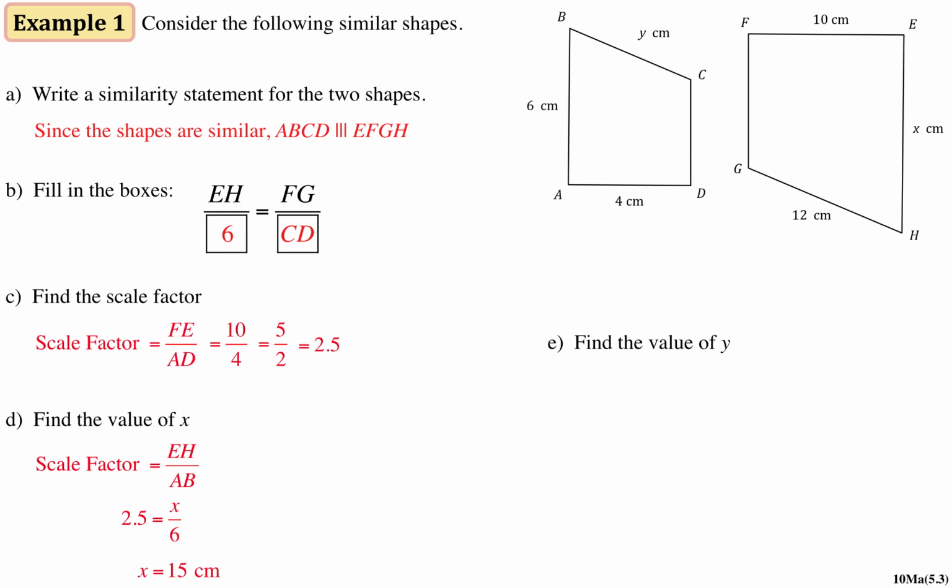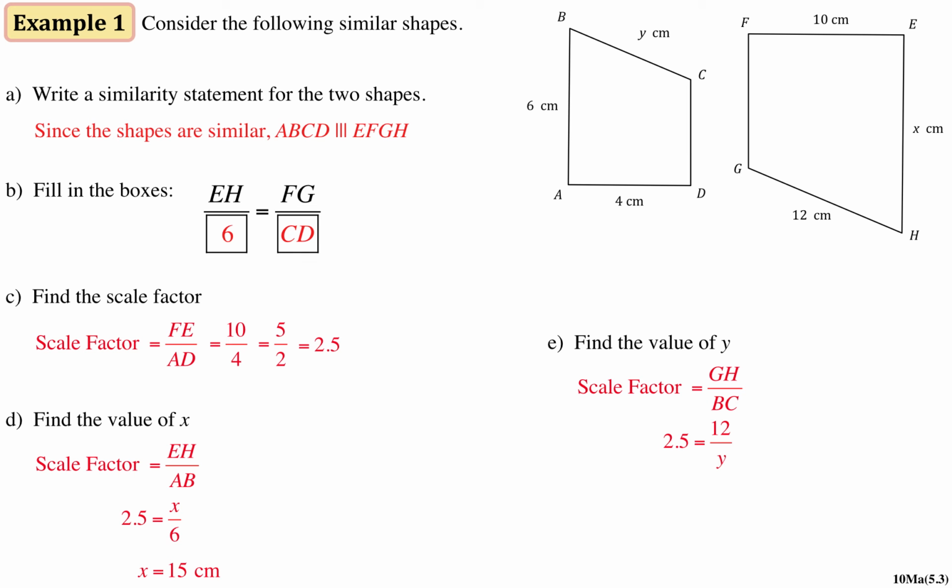E is a bit of a trick question. It says to find the value of y, and you'll notice that y is on the smaller of the two shapes. Well, I know my scale factor is the big shape divided by the smaller shape. So which side does this y, or B to C, match up with? It'll match up with this one here, H to G. So the scale factor will be GH over BC. The scale factor we know for this question is 2.5. G to H, or H to G, is 12. B to C is y. So we end up with a statement where y is on the denominator.